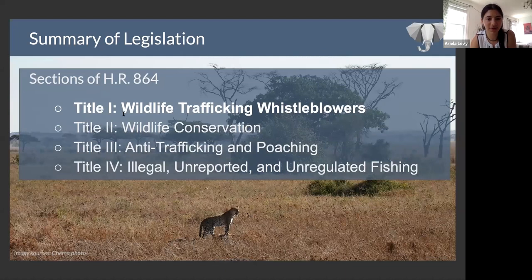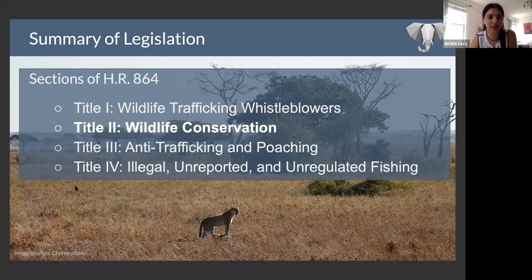So to begin this presentation, I would like to give a summary of our legislation. The main objective of the bill is to support wildlife conservation and anti-trafficking at no additional cost to taxpayers. The bill is divided into four titles. Title I is designed to incentivize participants of wildlife trafficking to come forward through a whistleblower reward system. This will help gather information on trafficking and combat activities at the source.